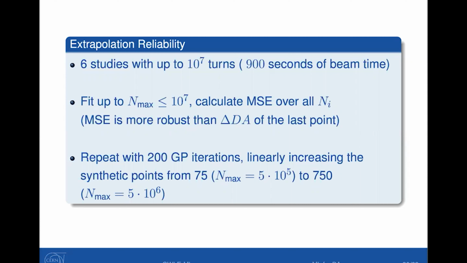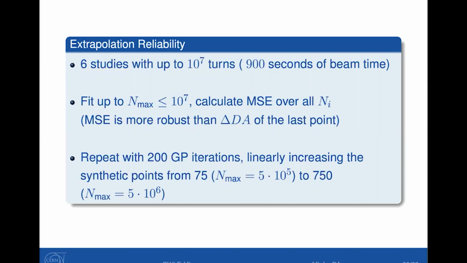And of course the error, the delta dA, which is the error in extrapolation, also goes down. However, if we only looked at the value at Nmax, then it is not very robust from a statistics point of view, because this point has some fluctuation as well. So we're actually going to see how the MSE, the mean squared error, goes down, because if the overall fit improves, also the extrapolation improves. Again, mean squared error over all points up to 10 to the 7, all non-synthetic points, not including Gaussian processing.